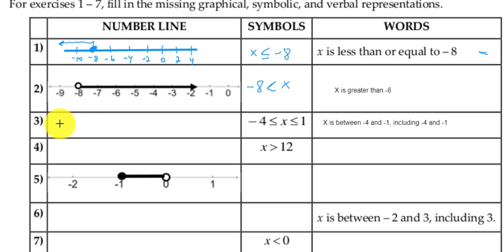Now let me draw a graph to represent this. Right, so it's going to look something like this. Closed dot on -4, a closed dot on -1, and I'm going to just shade in here between to show that my value is between -4 and -1.